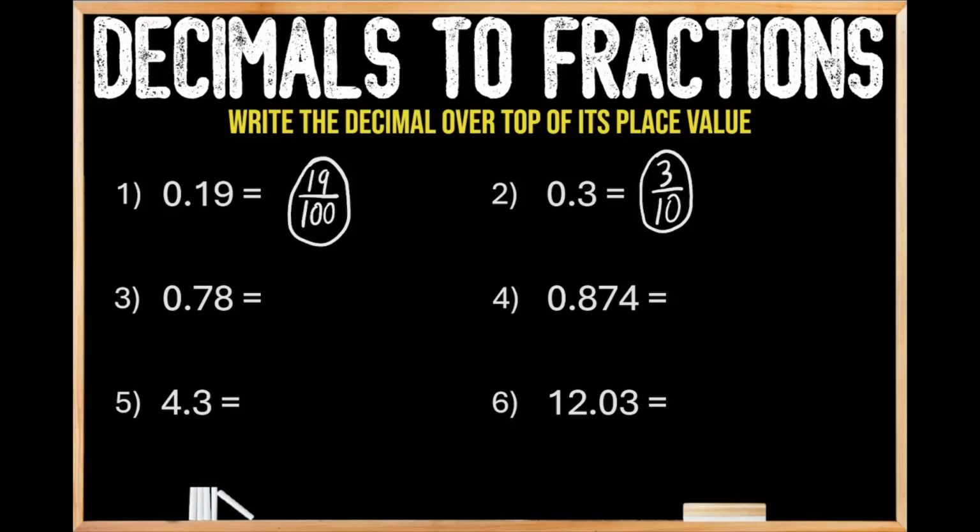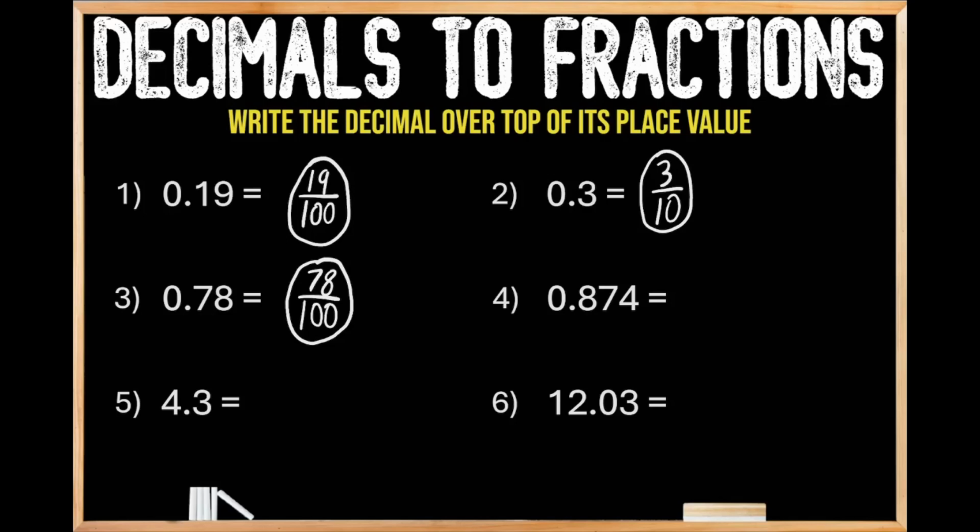Now moving on to question number 3, where this time we have the decimal of 78 hundredths. So we're ending in the hundredths place here, so that means that our denominator is going to be 100, and then our numerator is going to be the value of our decimal, which in this case is 78, for the fraction of 78 hundredths, which is equivalent to our original decimal of 78 hundredths.